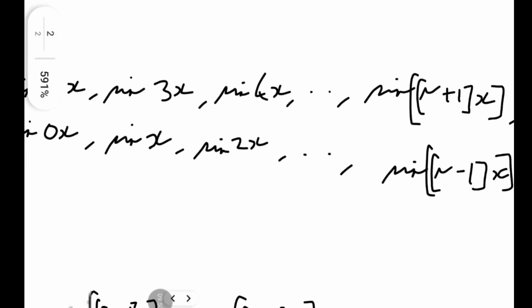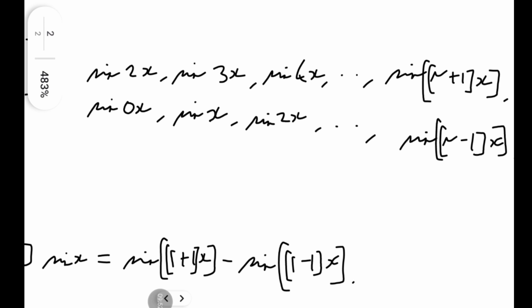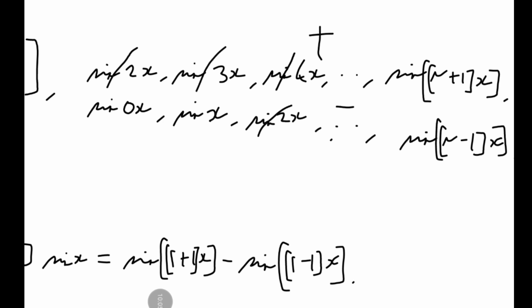Now what we have here, the two sets. We have the positive ones here, and we have the negative ones here. And basically things are going to cancel out. We can see straight away that sine 2x is going to cancel out. Sine 3x will cancel out with something further down the line. Sine 4x will cancel out. And you'll keep going.